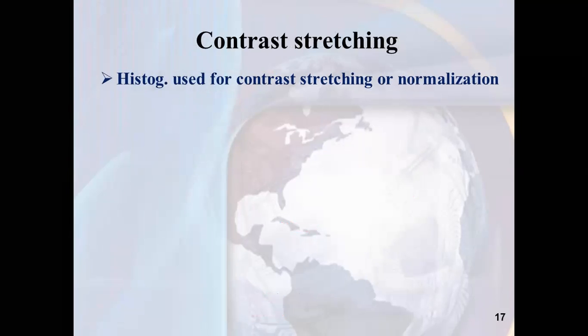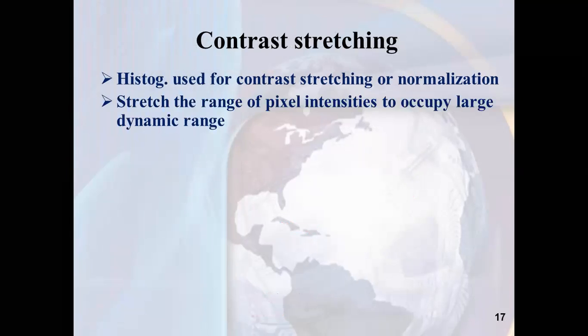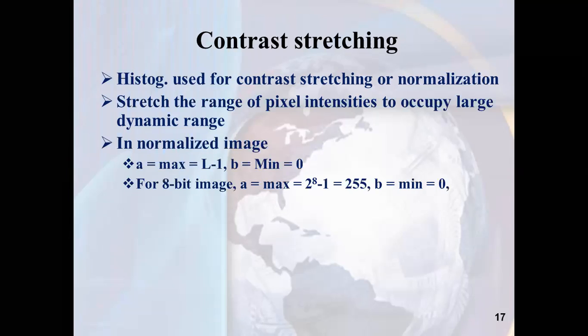Contrast stretching is used for contrast stretching or normalization. طيب ليش أنا بدي استعمل contrast stretching؟ We want to stretch the range of pixel intensity to occupy a large dynamic range. تخيل we have an image, and this image in grayscale, the minimum should be 0 and the maximum should be L minus 1 which is 255. فإذا بأي صورة in gray level المفروض يكون أصغر رقم 0 والأكبر 255.